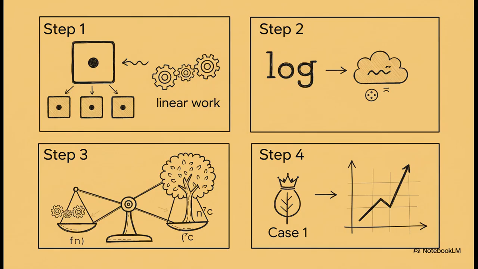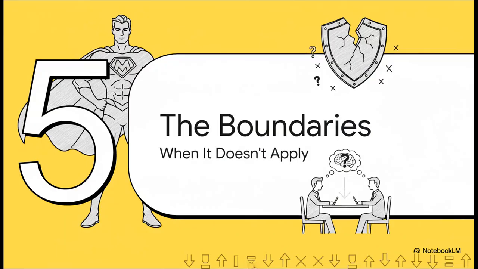Our combination work f of n equals n grows way slower than n to the power of 1.585. The leaf work is growing much faster. This is a clear win for the leaves. That's case 1, and our runtime is theta of n to the c, or n to the power of log base 2 of 3. The master theorem feels like a superpower, right?